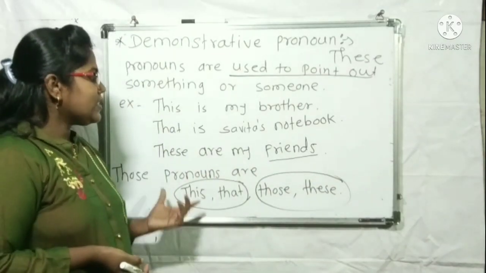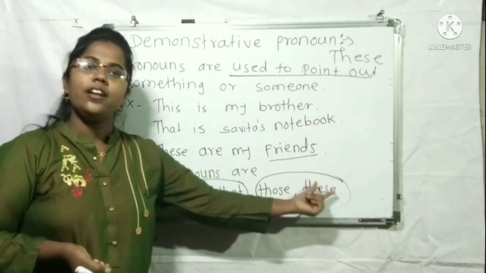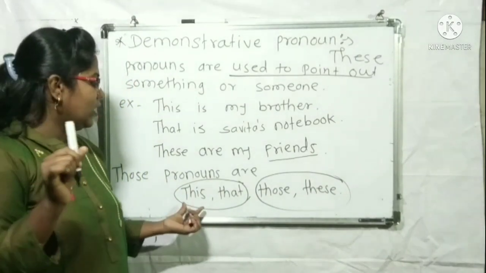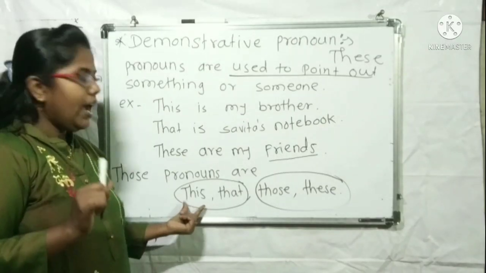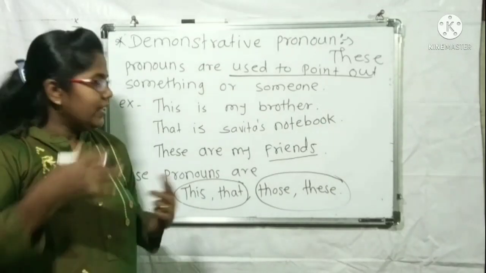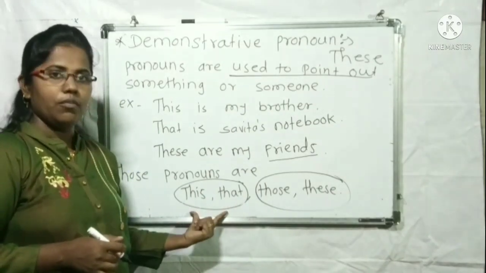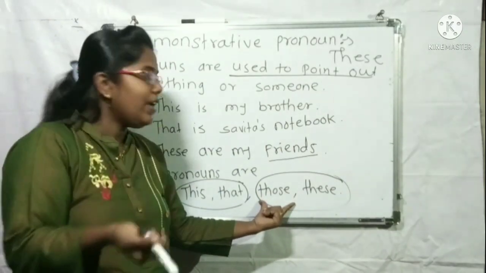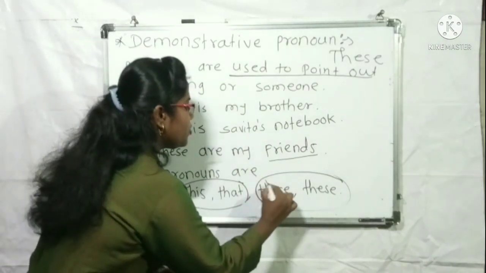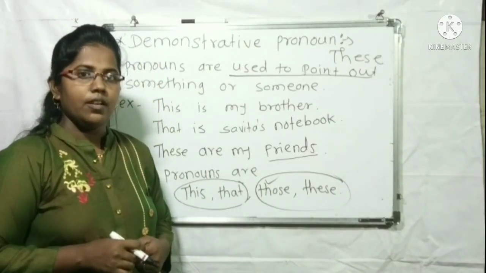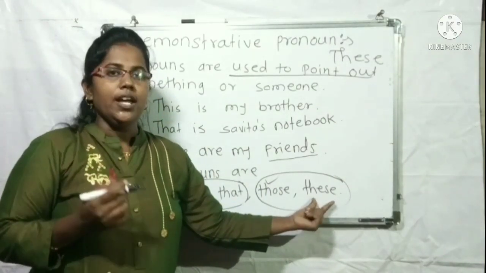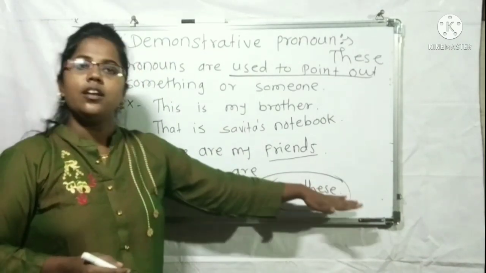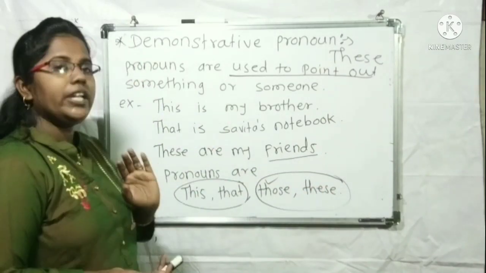As I told you, there is a difference between this, that, those and these. What is that? When that object is very close to me, that time I am using this. Okay, and if there is distance between that object and me, then I can use that in singular form. And in plural form, if that object is very far away from me, at that time I have to use those. And if that object is very close to me, then I can use these. This is the difference between this, that, those and these. That's it. That's all about demonstrative pronoun.